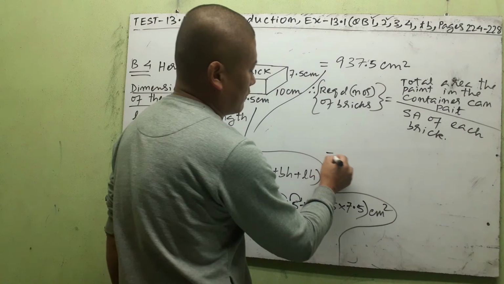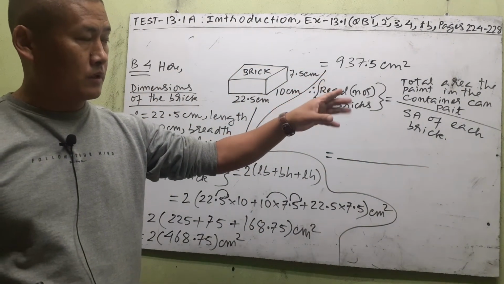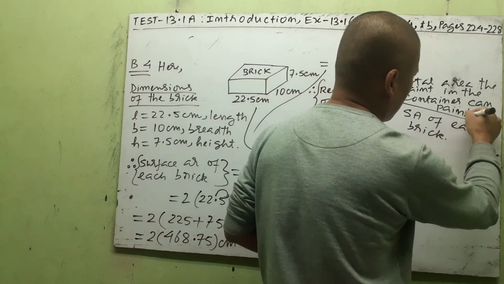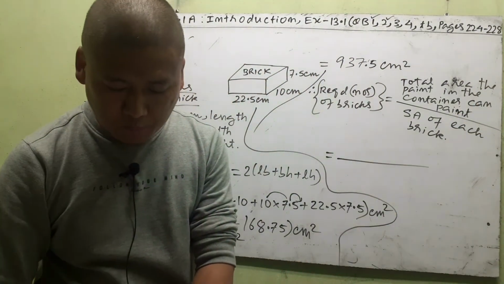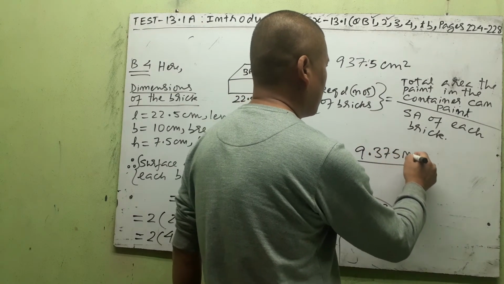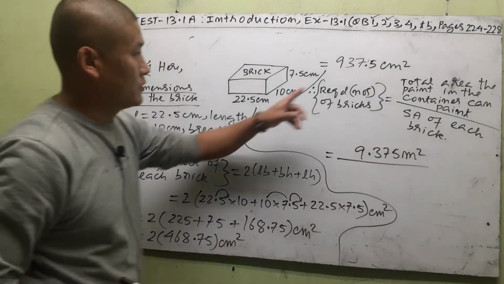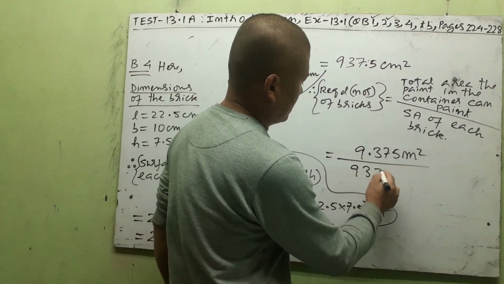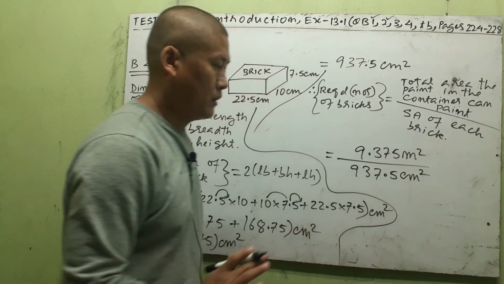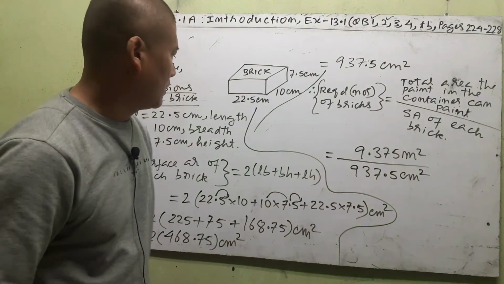So we can write here now, it will be equal to, go to the textbook, and the total area the paint in the container can paint, slight correction in spelling, is 9.375 meters square. The surface area of each brick is 937.5, but please note it is in a different unit, centimeter square. So unless we change it to the same unit, you cannot cancel. So let us do that.